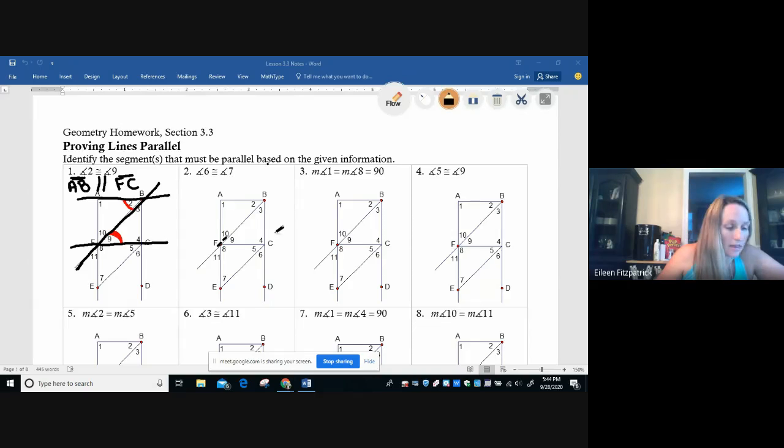All right, let's look at another one. Let's look at number 3. So you're told, this one's a little bit different. You're told that angle 1 is equal to angle 8, which is equal to 90 degrees. So you can put like a right angle box on each of those if you want, or just mark them congruent. I'll put a right angle box if I can. So here's my right angle box for angle 1. And then for angle 8, okay.